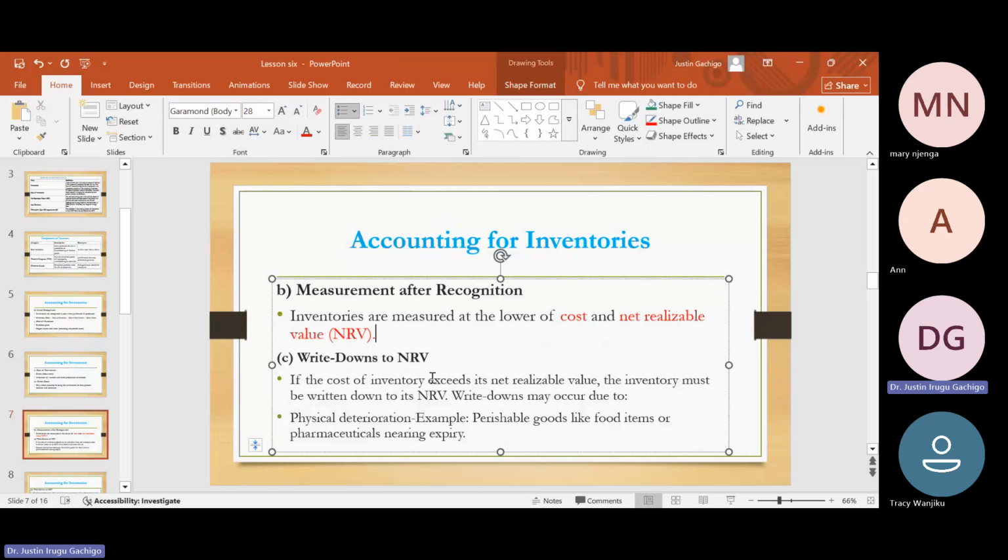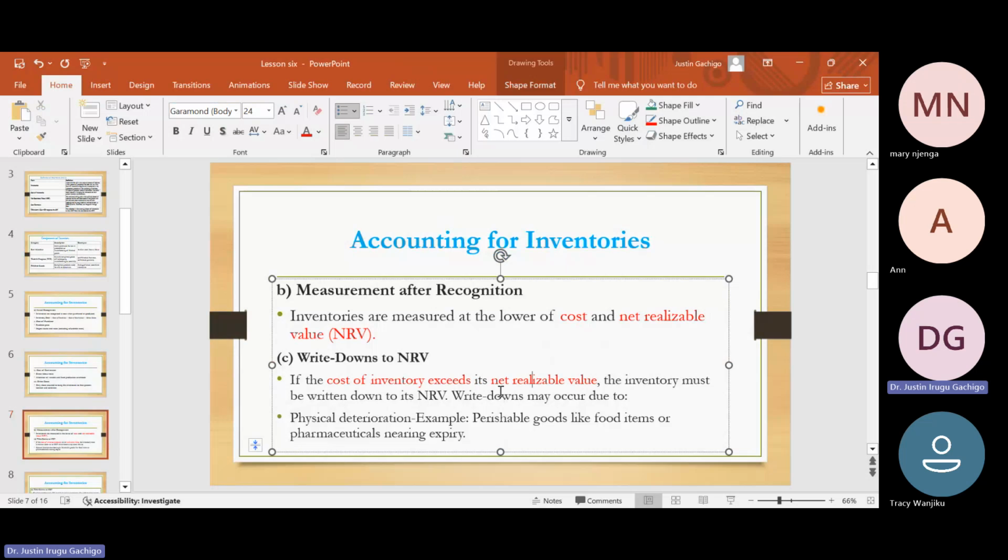Write downs. This we have said: if the cost of the inventory exceeds its net realizable value, the inventory must be written down to its NRV. So if the cost of the inventory is more than the amount that you can sell, let's say the cost is 30 shillings, but what you can realize when you sell the inventory is 20 shillings. So you see there is a difference of 10. That 10 is what you are calling the write down, and we are going to expense that because the cost is more than what you can realize when you sell the asset.